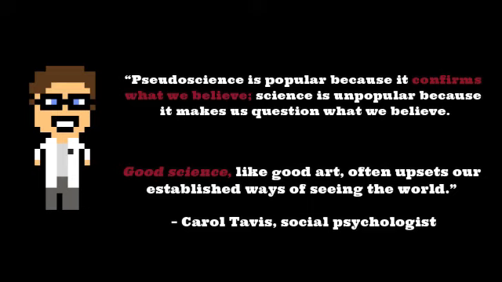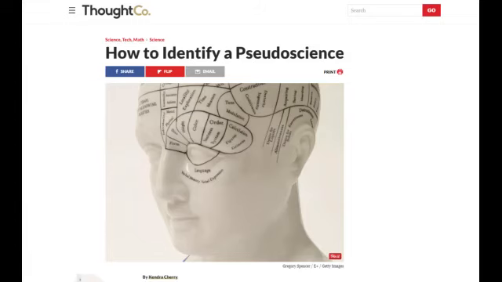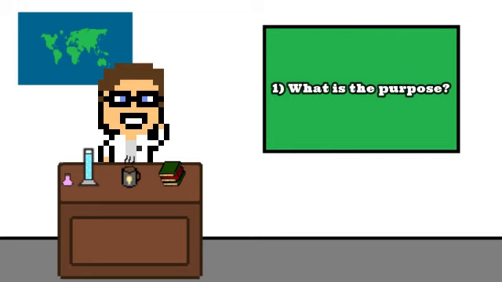Pseudoscience is, by definition, something unscientific trying to pass as science. There are many, many, many examples of pseudoscience in our daily lives, and many forms of pseudoscience are clung onto dearly by their adherents. ThoughtCo has a great article online about how to identify science from pseudoscience, however. Obviously, go check it out afterwards. Link in the description. They recommend asking a few important questions to determine whether something is or is not pseudoscience. First, what is the purpose?